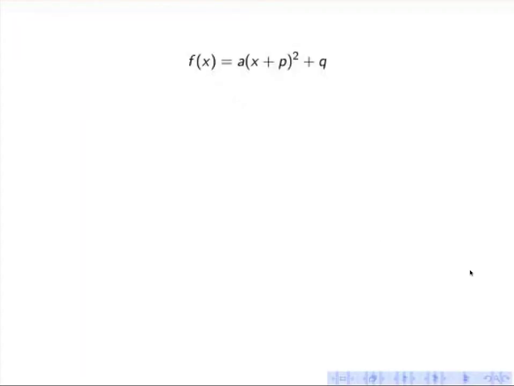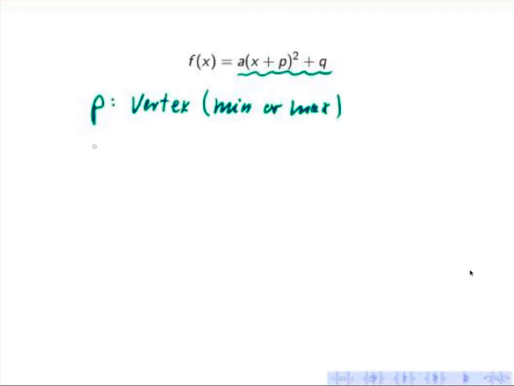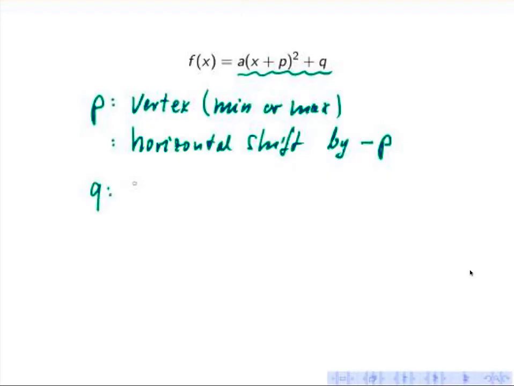Here is the formula I derived, the green formula, same thing. What you can read from this formula is that the point P turns out to be the vertex, meaning the minimum or the maximum, and P is also a horizontal shift. This is better explained in examples in a second. The horizontal shift is by a value of minus P, and Q is the vertical shift, shifting a parabola up or down.